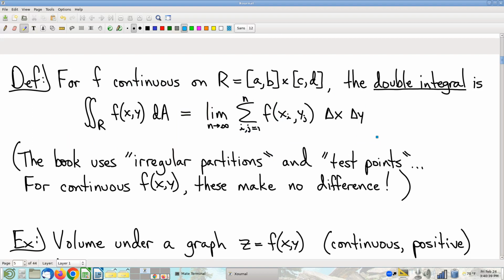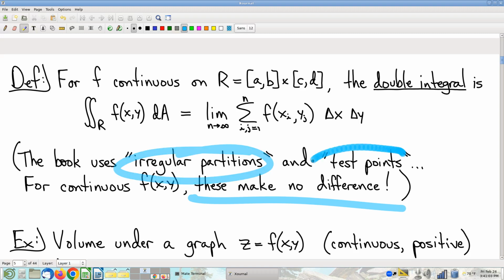Okay. All right. Now, real quick, all of the different variations of how to define double integrals, and there are many, are unnecessary for what we're doing in this class. So I've given us the easiest formula. It's perfectly good enough for what we're going to do. In fact, all the different complicated variations, such as using irregular partitions and using different arbitrary test points within the subrectangle, these little details are useful for other things.